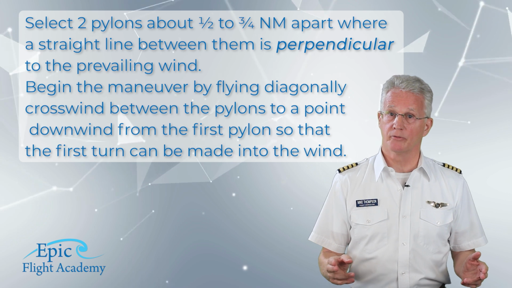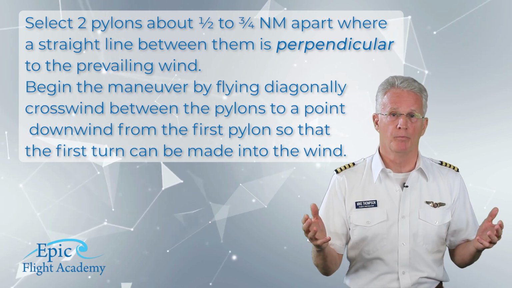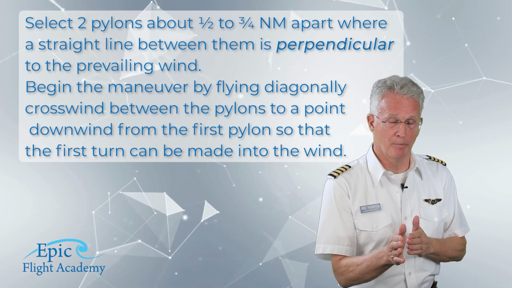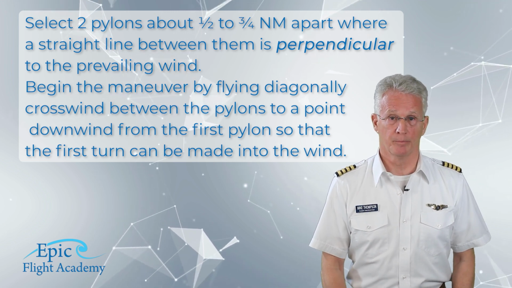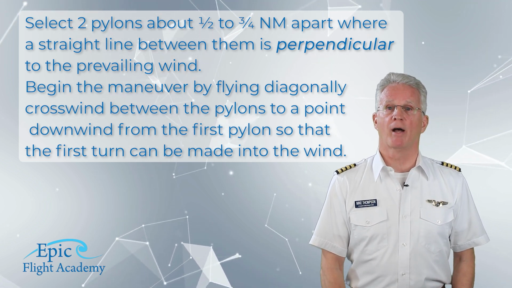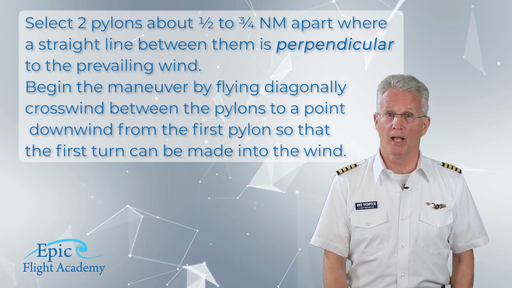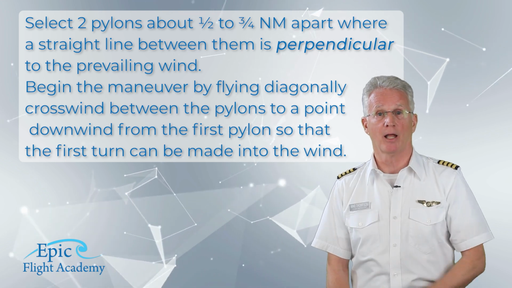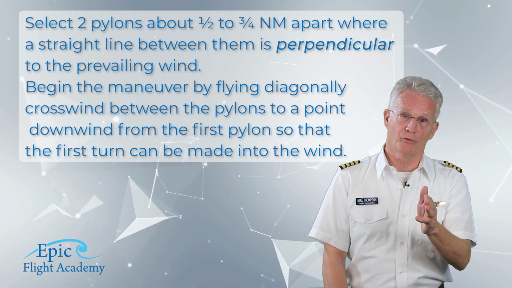Select 2 pylons about 1/2 to 3/4 nautical miles apart, where a straight line between them is perpendicular to the prevailing wind. Begin the maneuver by flying diagonally crosswind between the pylons to a point downwind from the first pylon so that the first turn can be made into the wind.